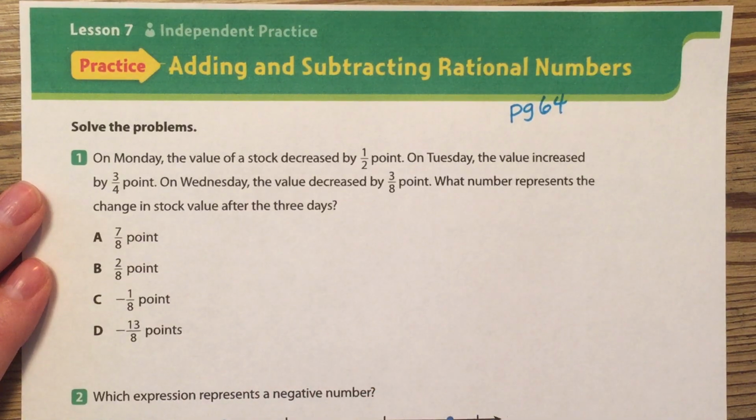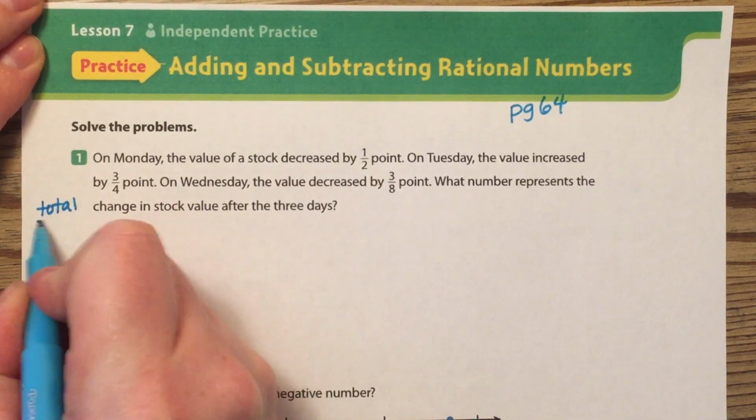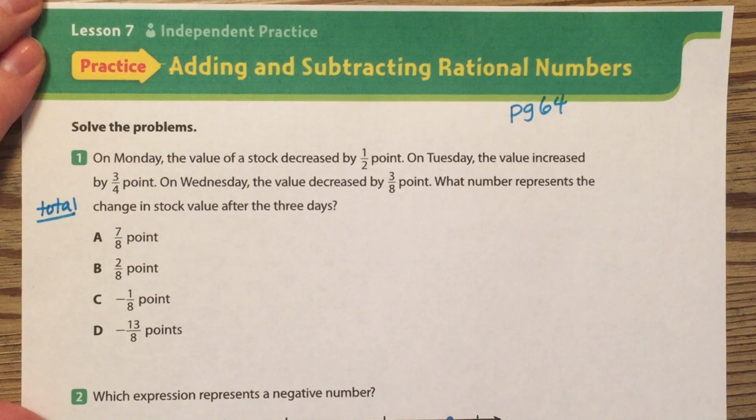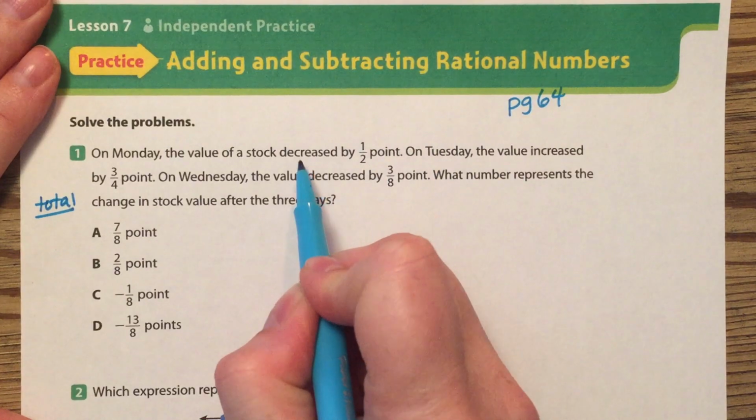So we want to know total change. They did not use the word total. I think we could input the word total change right here, which would imply that we need to add these three numbers together. And we also have to look for some keywords.